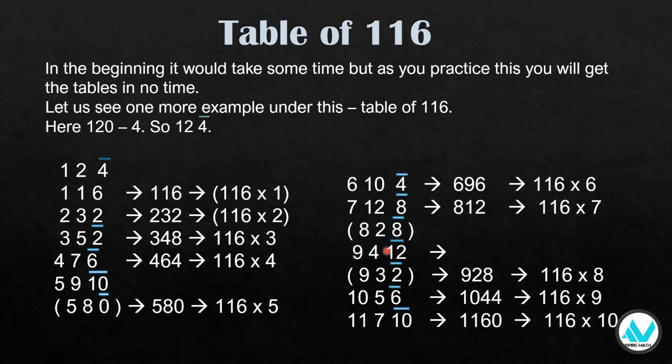We have 9 and 4 and 12. Now here there are 2 digits under the bar. So let me subtract 94 minus 1 which gives me 93 and bar 2. Still there is a bar, so let me borrow 1 more from here which gives me 92. So 10 minus 2 gives me 8. Same way let us subtract here. Let me borrow 1 from here. So 5 minus 1 gives me 4. So 10 minus 6 gives me 4. This gives me the table of 116.